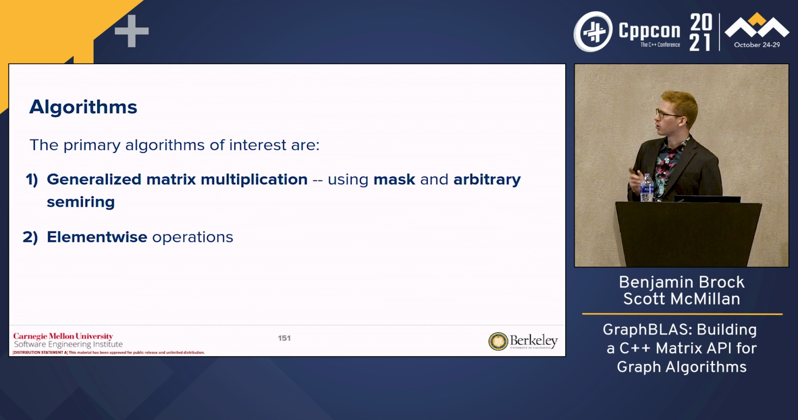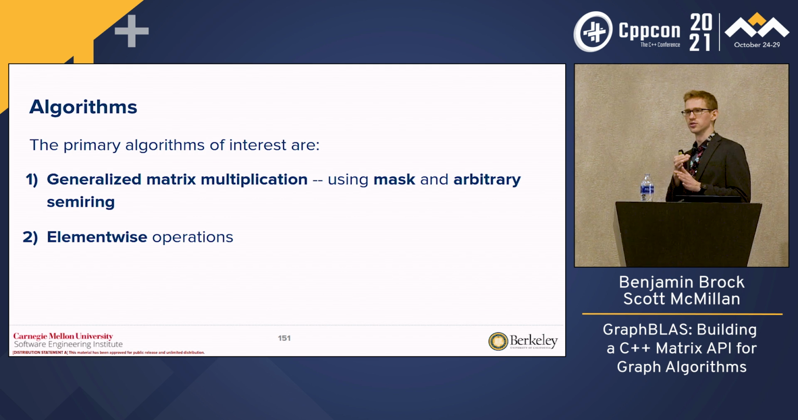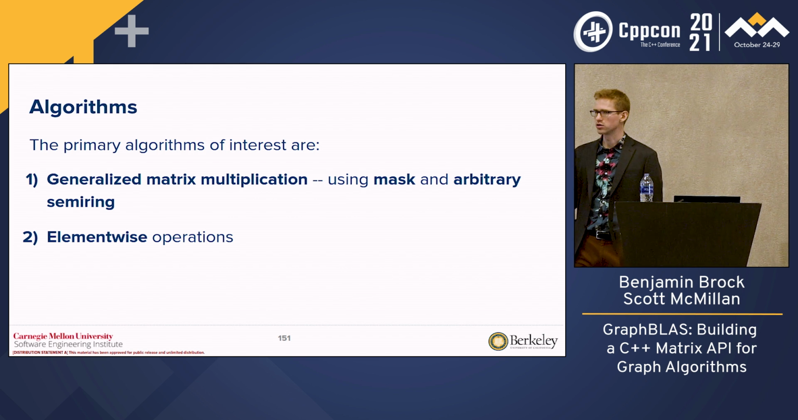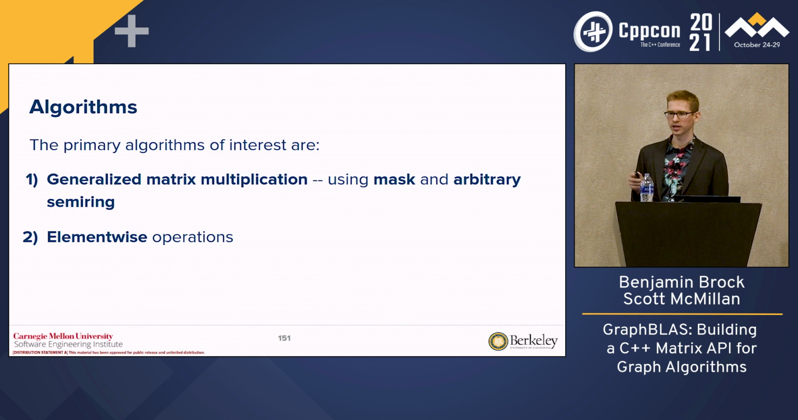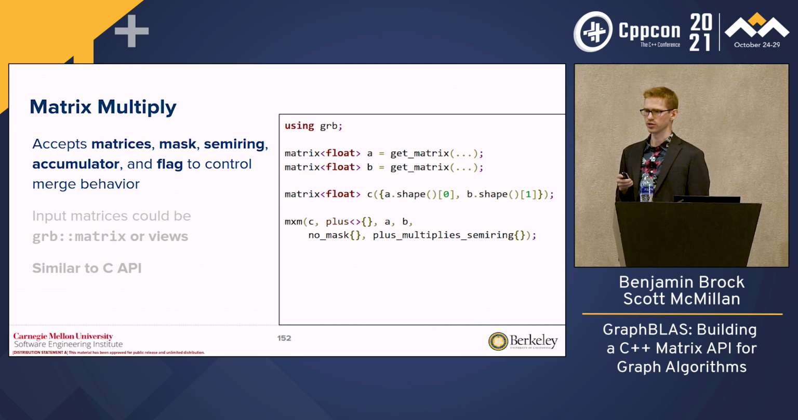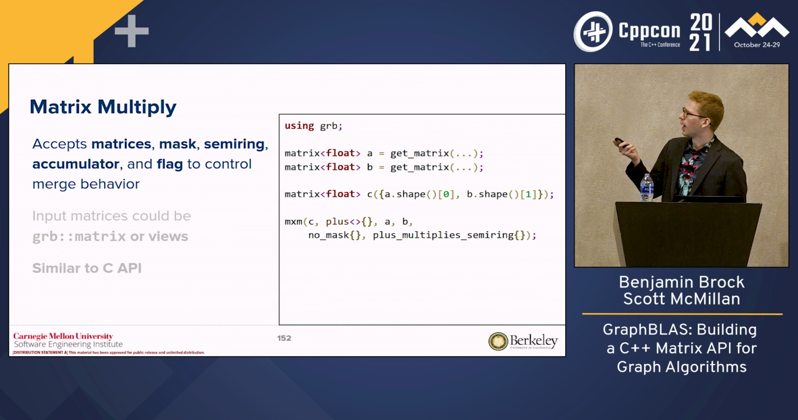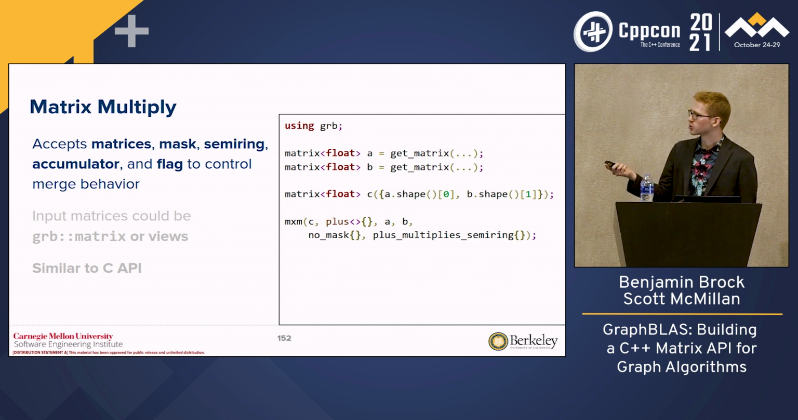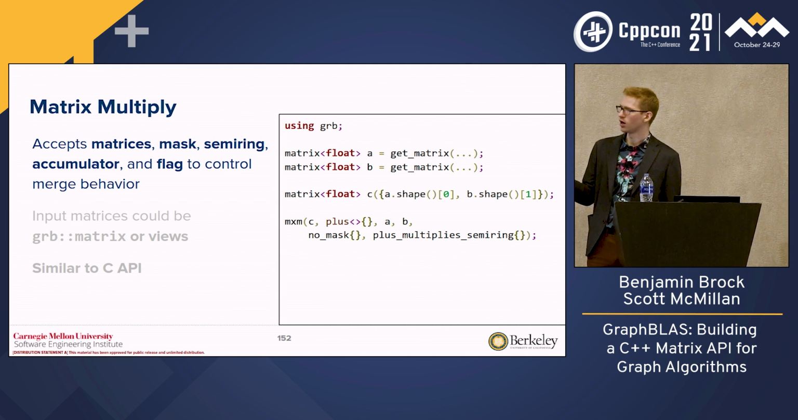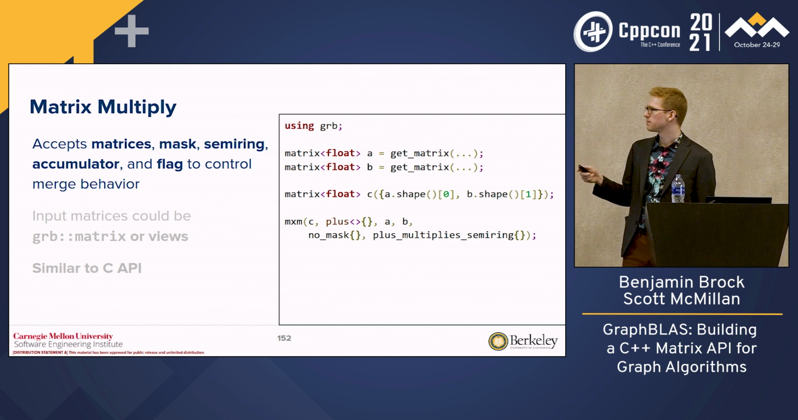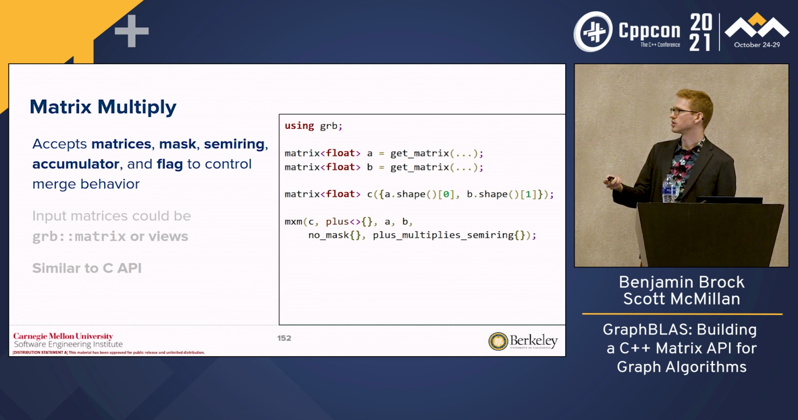Okay, so let's talk a little bit about algorithms and then about some of the concepts we're working on defining for the specific data types that we pass into these algorithms. The primary algorithms of interest are generalized matrix multiplication, which allows us to use a mask and an arbitrary semiring, and also some element-wise operations. Here we can see what a matrix multiply would look like. A matrix multiply takes in a series of matrices. Here we're doing a matrix multiplication of the matrix A multiplied by B, and then we're storing that result in C.